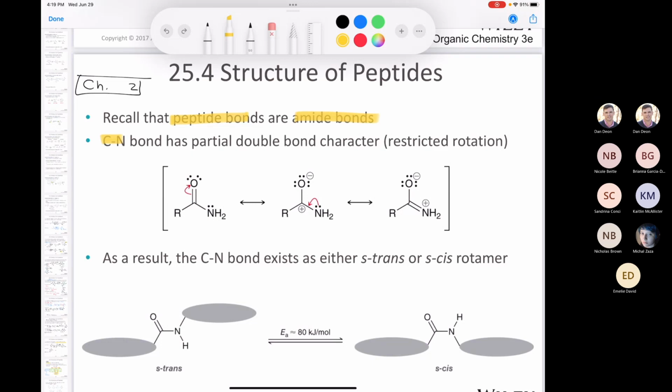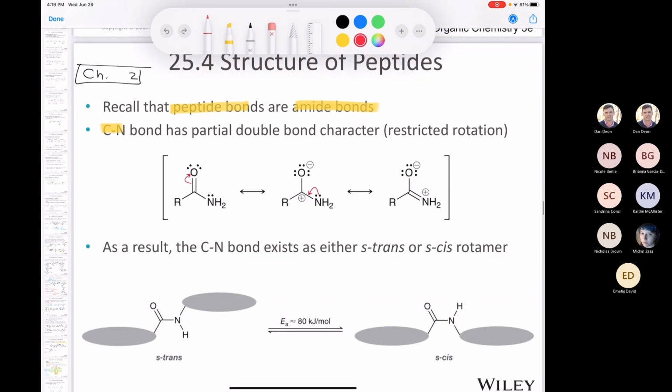And because of that, there's a high barrier of rotation for the carbon-nitrogen bond. For this bond to rotate, it takes a high activation energy of 80 kilojoules per mole. The consequence is that when you make peptide bonds between two amino acids, the two groups attached to the nitrogen and the carbonyl want to get as far away from each other as possible. And we call that the S-trans conformation.